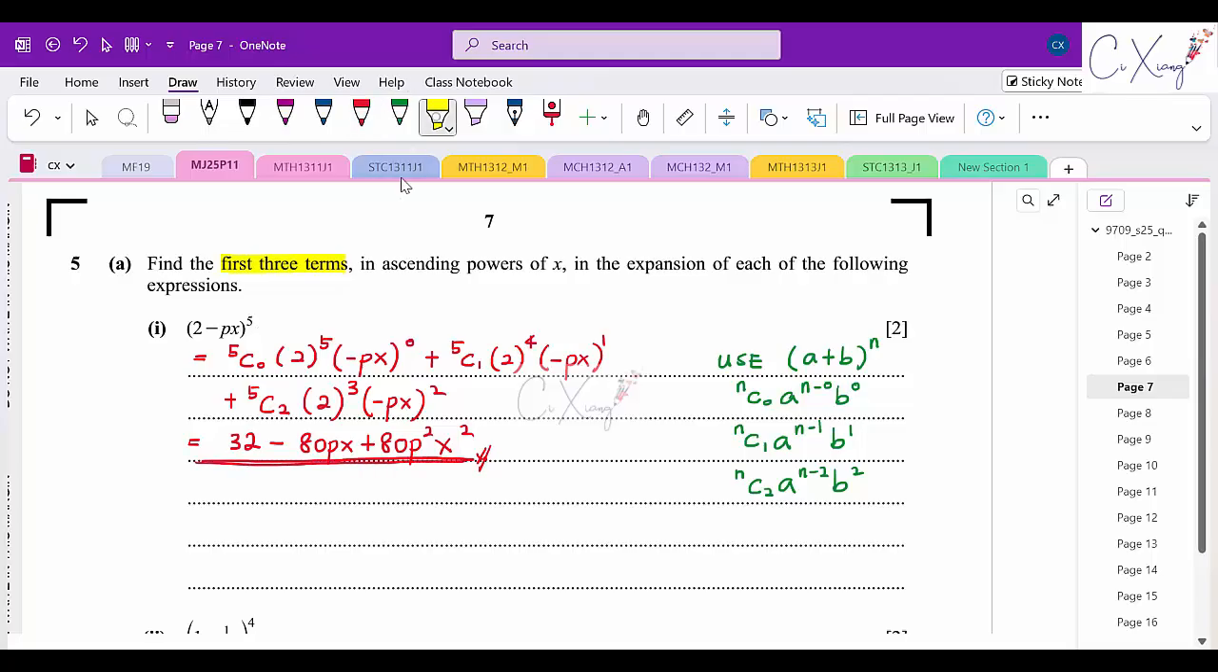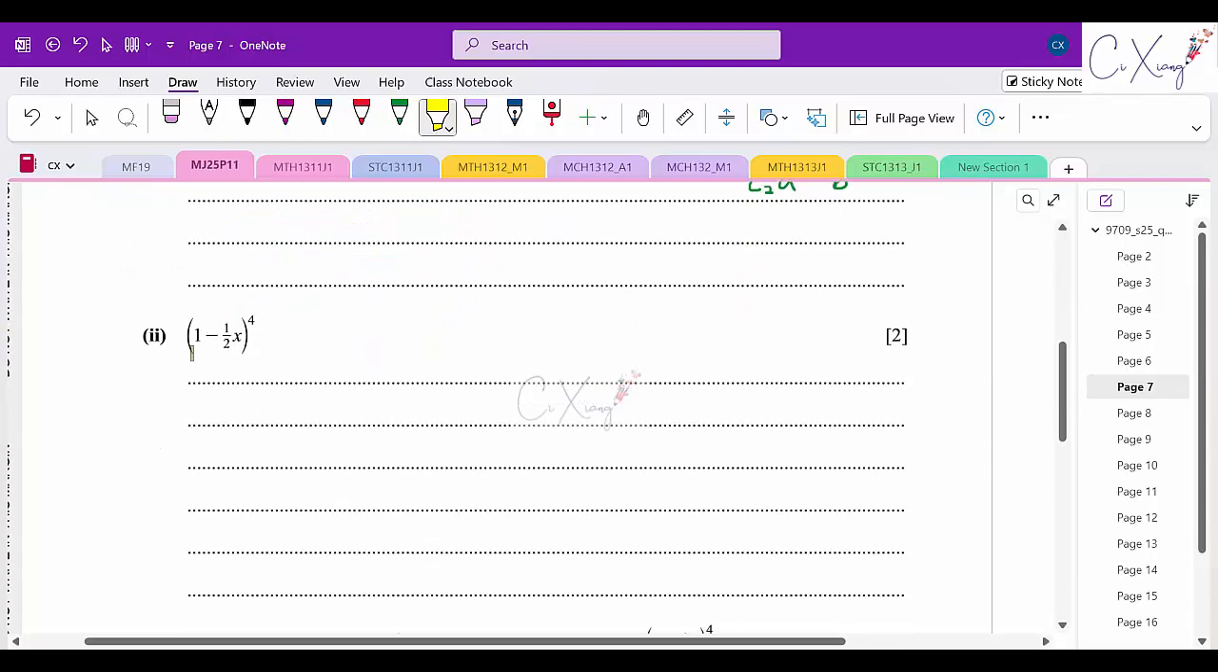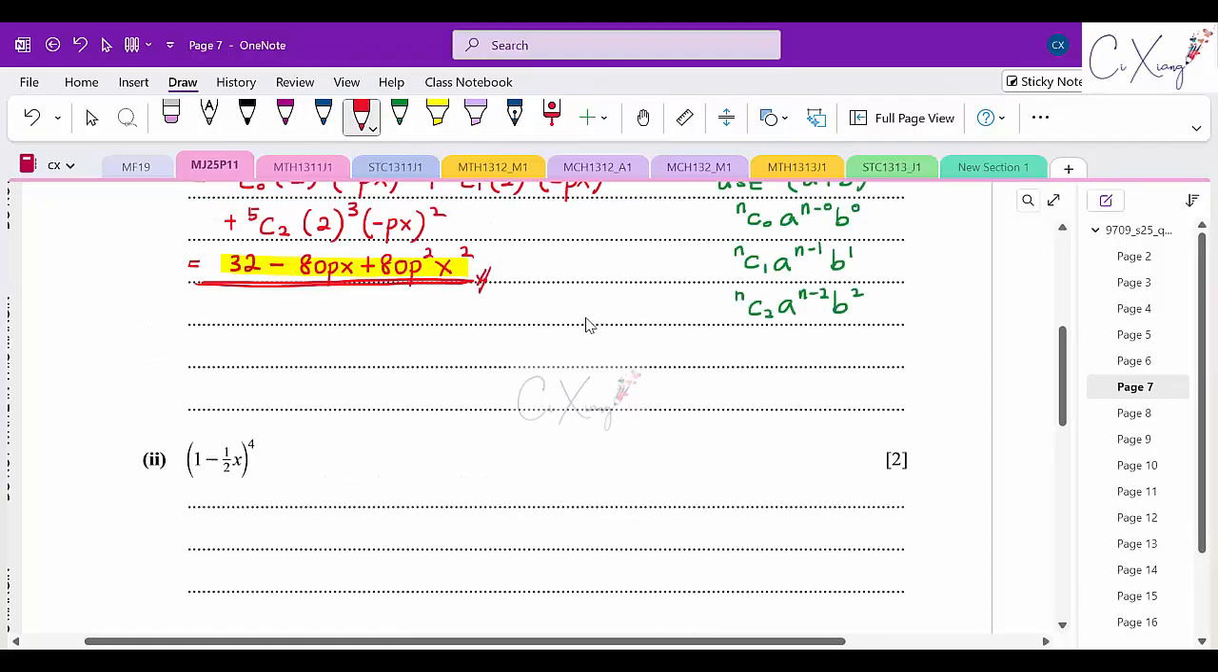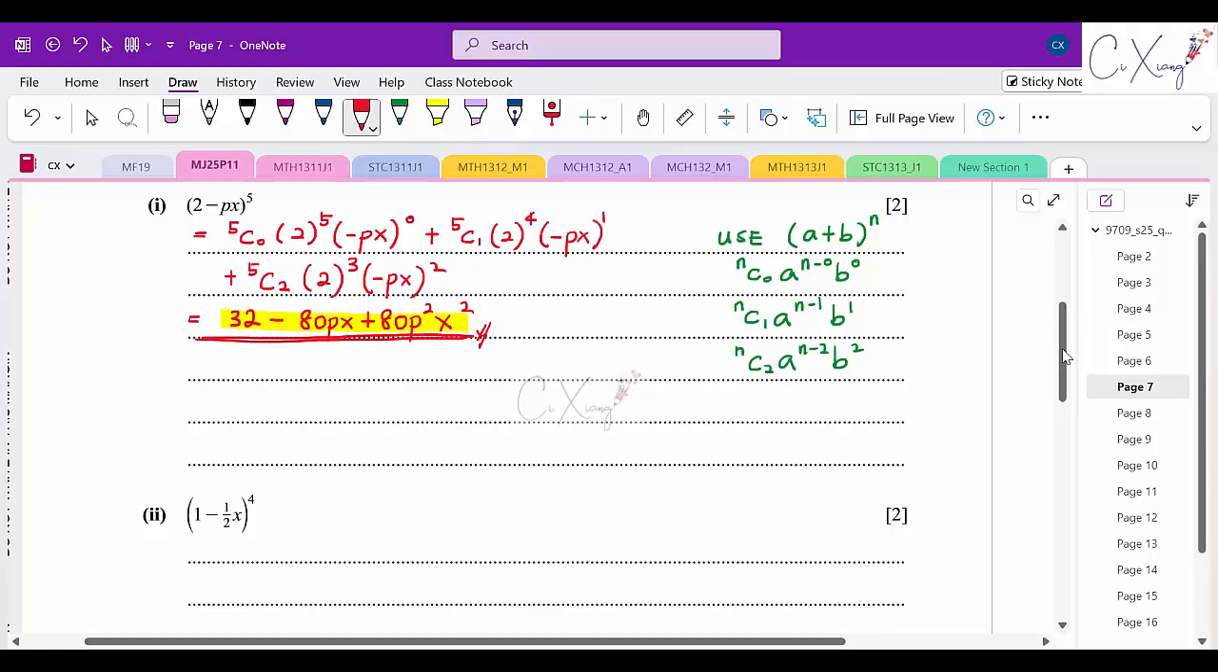Alright, this is the first expansion that we have for the first three terms. So first term, second term, and also third term, and you can see that our answer is in the ascending power of the x. Right, then let's continue further to the second expansion. I'm having this. So again, we are applying the same formula. Alright, so let's start out the first term.